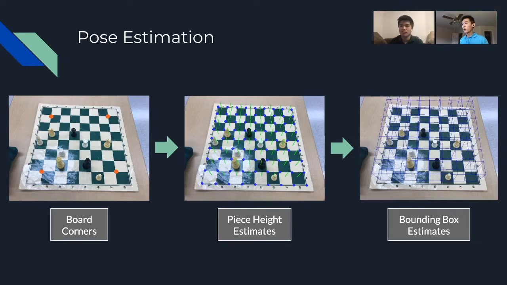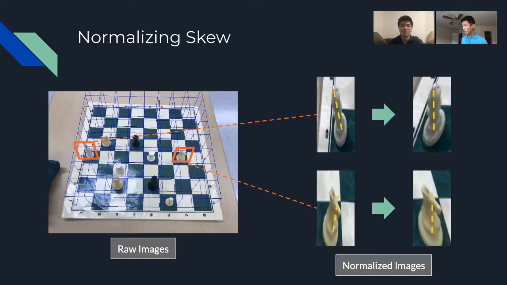This is done to estimate the approximate piece height, so we can cut off the square image at an appropriate size. And finally, with the approximate height and location of each square, we can construct bounding boxes around each of the squares. And that's shown in the right image in blue. So these are 3D bounding boxes of which we will take the front face to identify the pieces on.